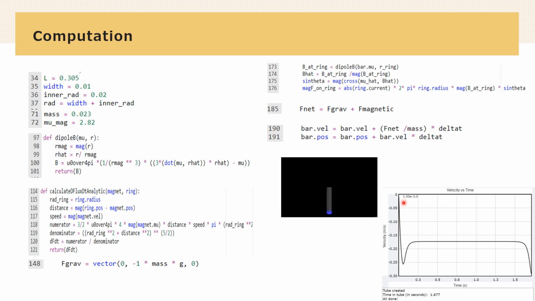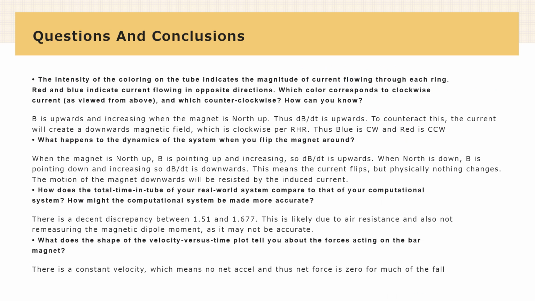So what you can see is that the magnitude of the velocity increases up to a point until the magnetic force starts to increase much faster, and it starts to level off. And here, the net force is 0 as the velocity is constant. It then falls back down as it starts to leave the tube. So now we're going to get into some questions and conclusions for the lab.